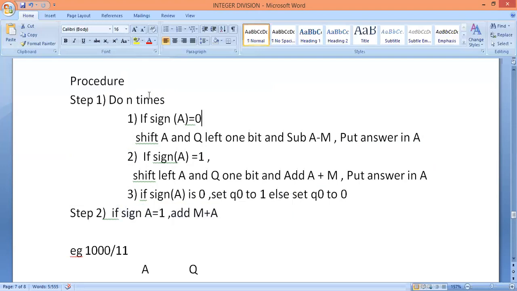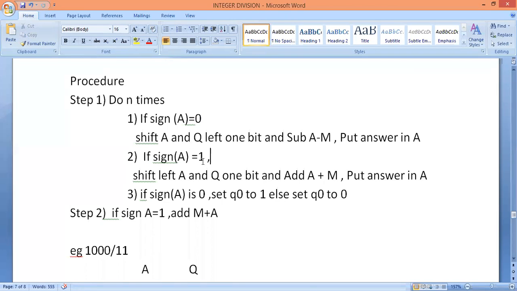Here I have written, do n times. Step 1 is to be done n times. So what is to be done in step 1? First, you have to check the sign of A. What is the MSB, the most significant bit of A? If it is 0, then we have to shift A and Q left by 1-bit position. Then subtract M from A and put the answer back in A.